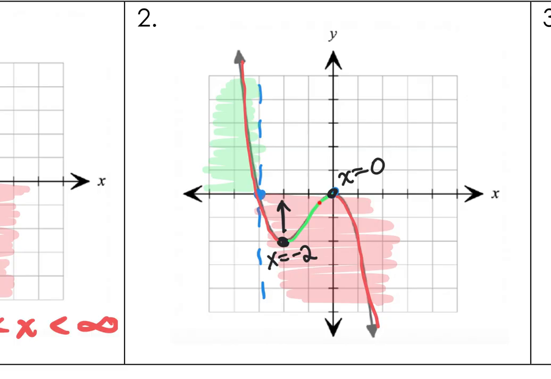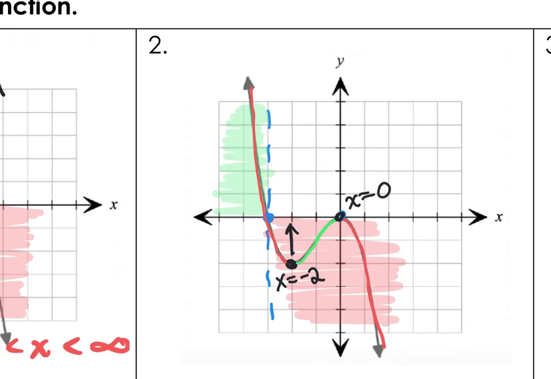So it was decreasing from -infinity all the way until -2.